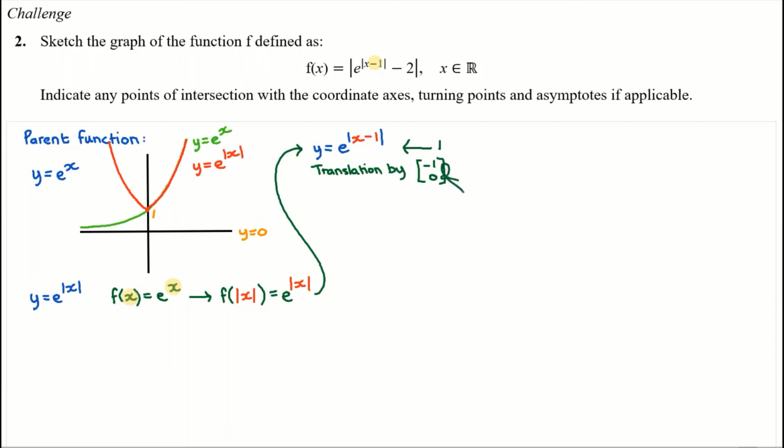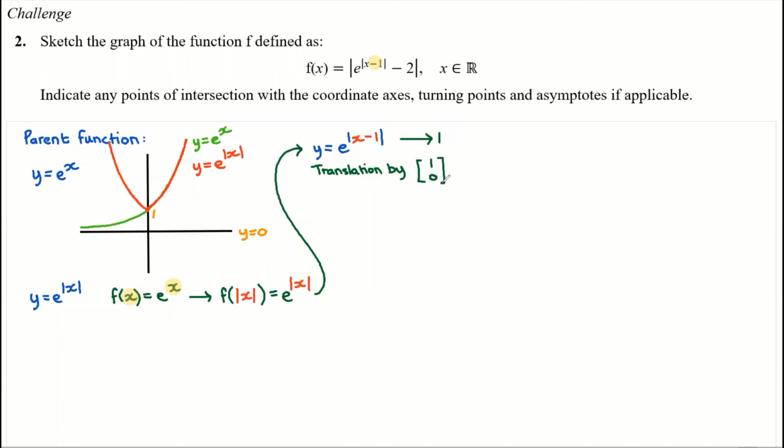Let me just redo that. I'm talking nonsense. Got my translation the wrong way around. Sorry, it should go that way, and the translation should be in that direction. I can sense you all screaming at the screen. Yeah, so -1 means I move to the right.